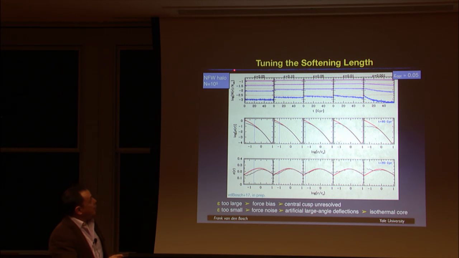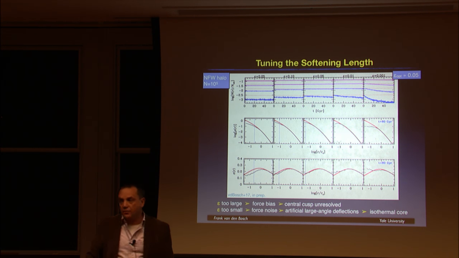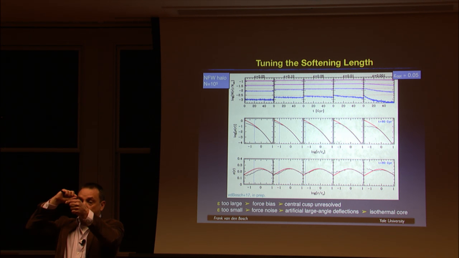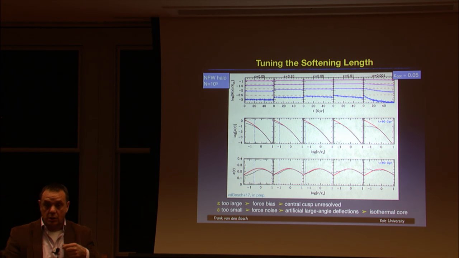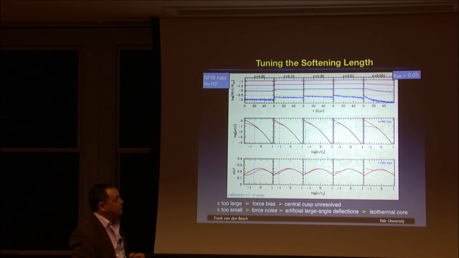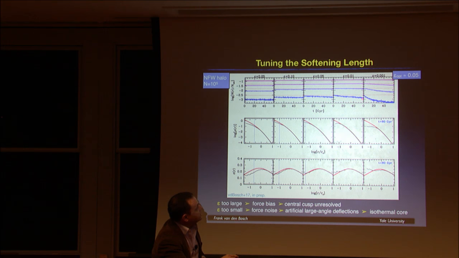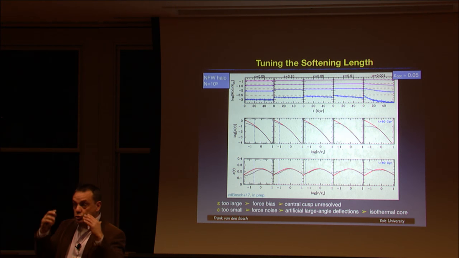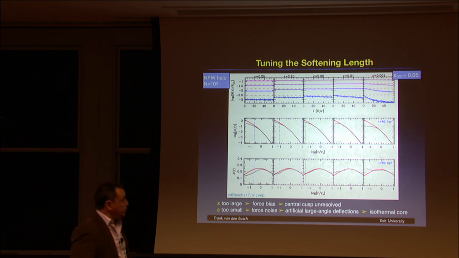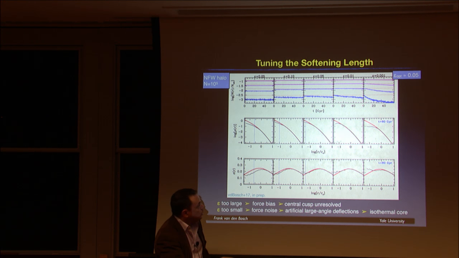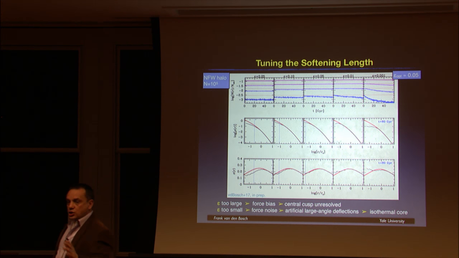Now, what happens if I make my softening length very, very small? Well, now I'm back to the problem that I have these large angle deflections. And you get two-body virialization effects. So initially, I'm actually making the system that I want. My curve lies right on the dotted line, but it moves away. It evolves due to two-body virialization. And two-body virialization makes a beautiful isothermal density core. So that's not good either.